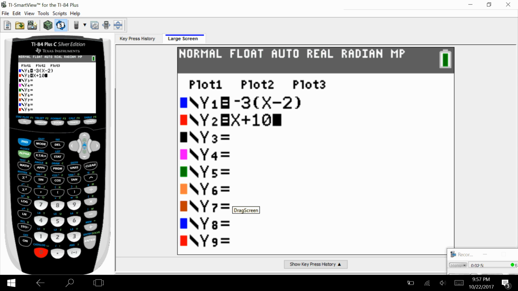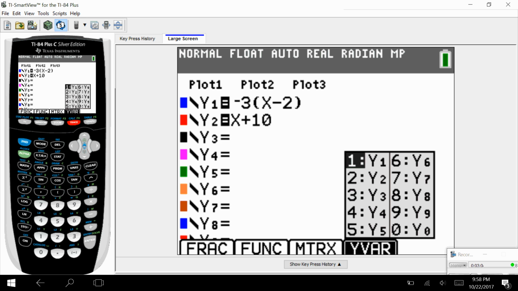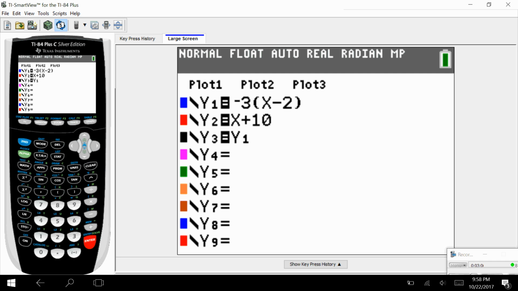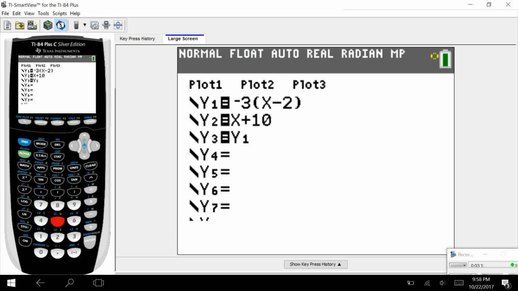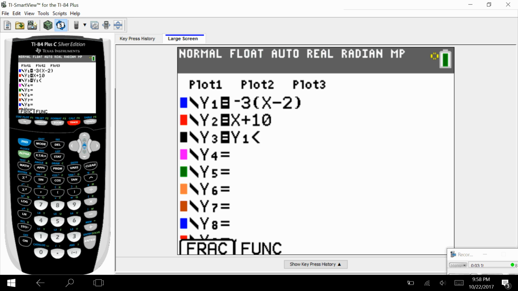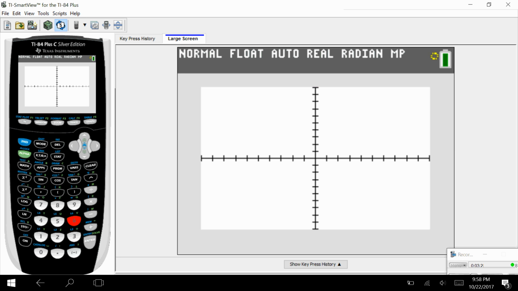I've already got the left-hand side in y1, and I've got the right-hand side in y2. So now let's put y1. To get that, we hit alpha trace. We choose y1, and we want to make it less than, so we hit second math. And we have our inequalities. Number 5 is less than. And now we're going to do alpha trace y2. We hit graph. I'm going to zoom 6 to make sure it's a normal graph.